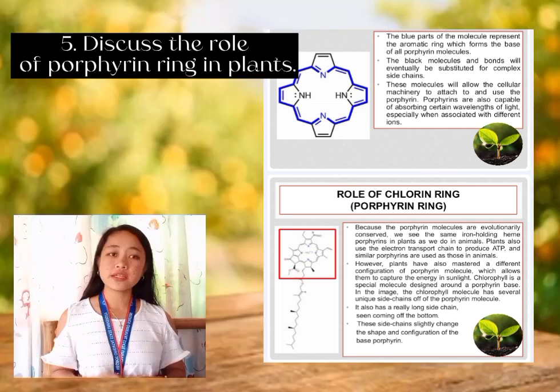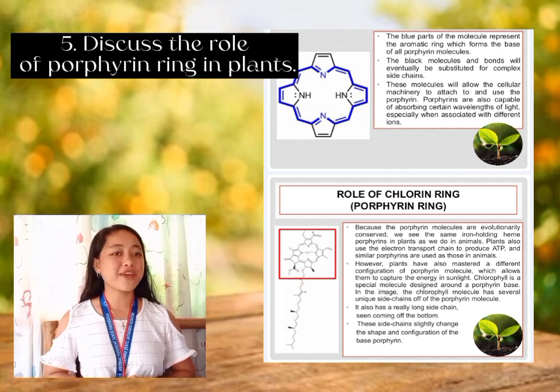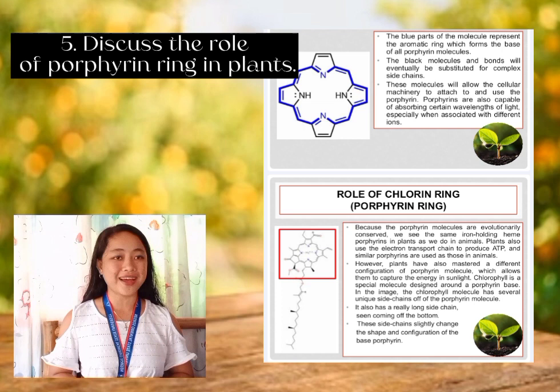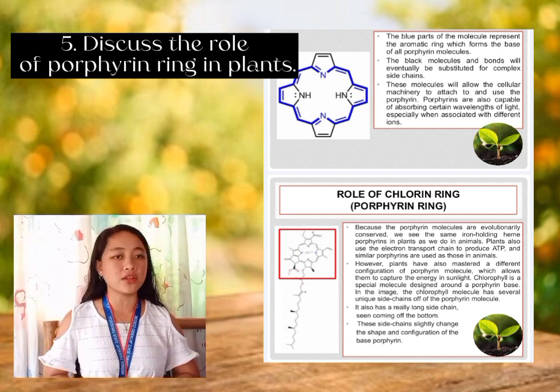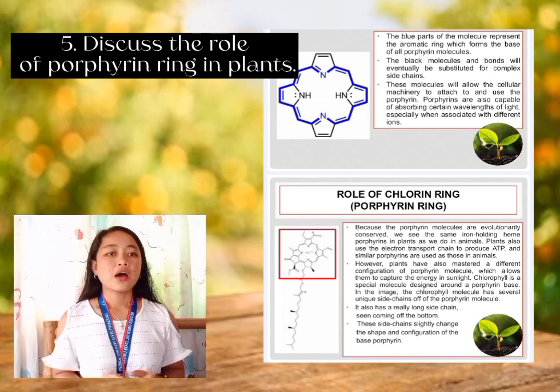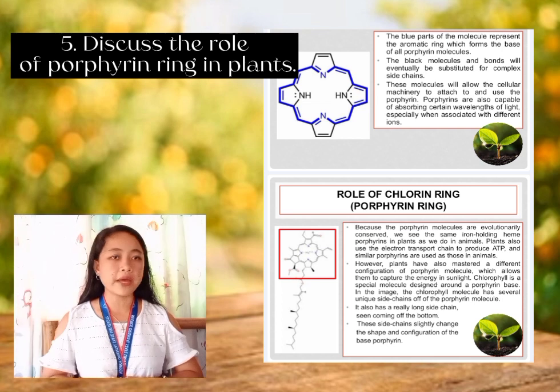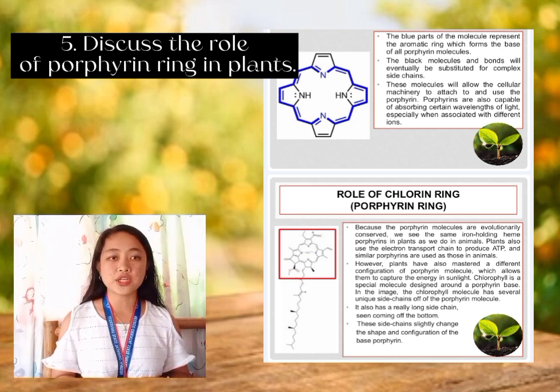The black molecules and bonds will eventually be substituted for complex side chains. These molecules will allow the cellular machinery to attach to and use the porphyrin. And porphyrins are also capable of absorbing certain wavelengths of light, especially when associated with different ions.